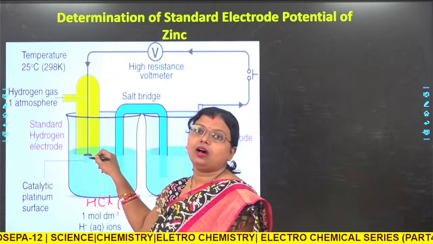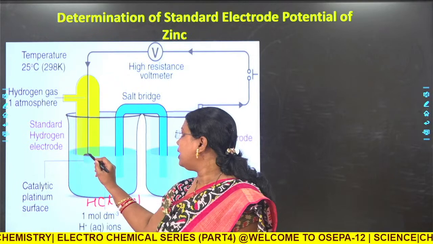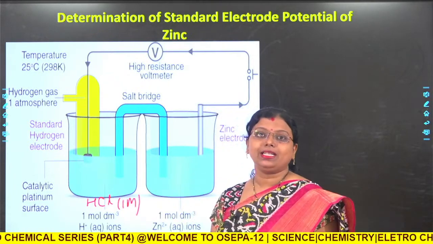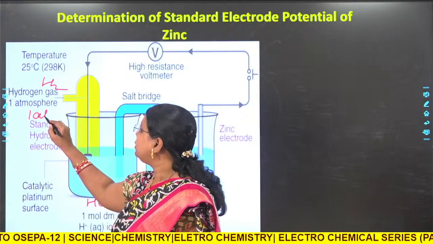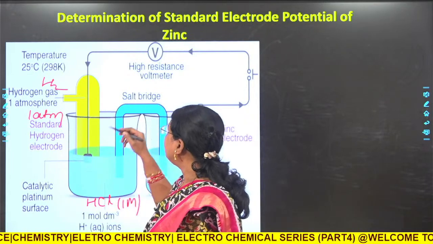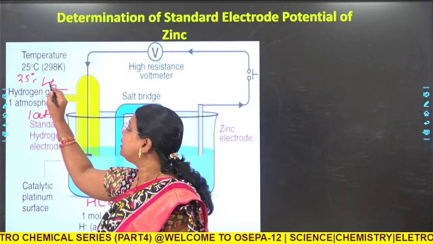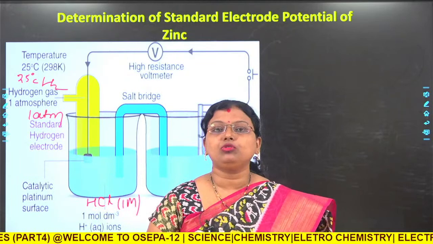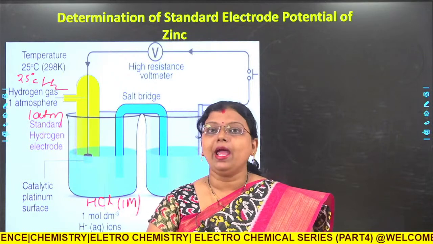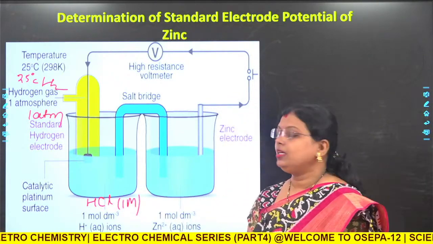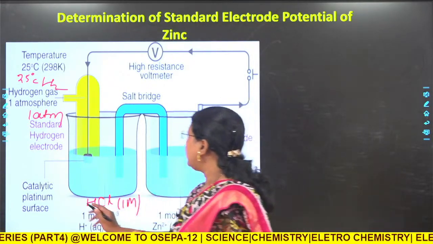Then we have dipped a platinum electrode, a platinum plate coated with platinum black, and we pass hydrogen gas at 1 atmospheric pressure. Then the temperature of this setup is maintained at 25 degrees centigrade. You know the standard conditions: temperature should be 298 Kelvin or 25 degrees centigrade, concentration should be 1 molar, and if it is a gas electrode, the pressure should be 1 atmosphere. So, it is about the standard hydrogen electrode.